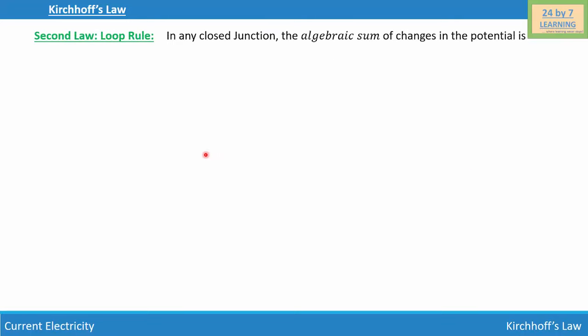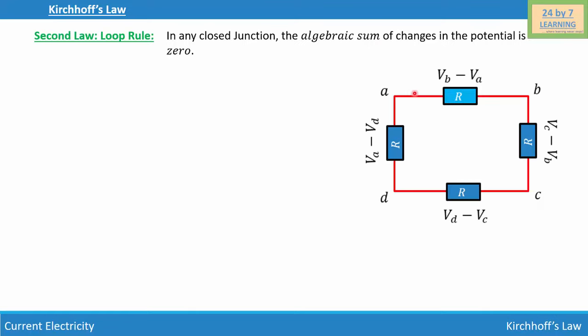Now let's talk about Kirchhoff's second law, which is known as the loop rule, which states that in any closed loop, the algebraic sum of the change in potential is zero. In order to explain this, I'm going to consider a closed loop, which is right here, where you can see that I have four endpoints A, B, C and D, and we have connected a resistance across each arm of this rectangle.